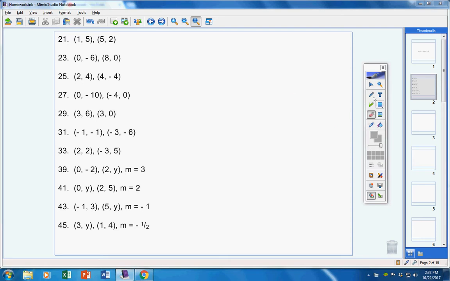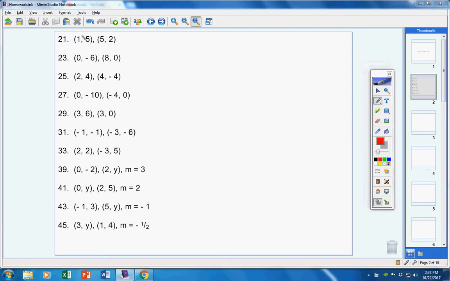Let's jump right into today's problems. First of all, numbers 21 through 33. You are told to find the slope of the line that passes through these ordered pairs. Okay, so here we go.